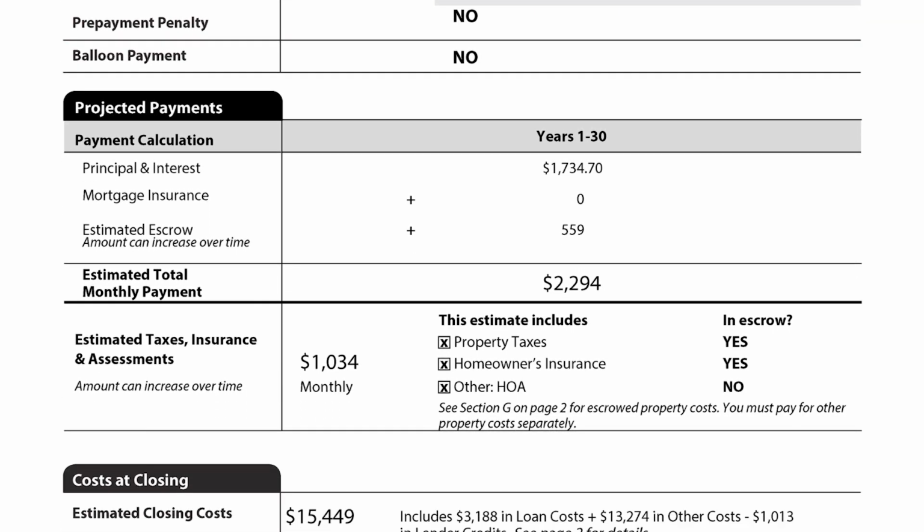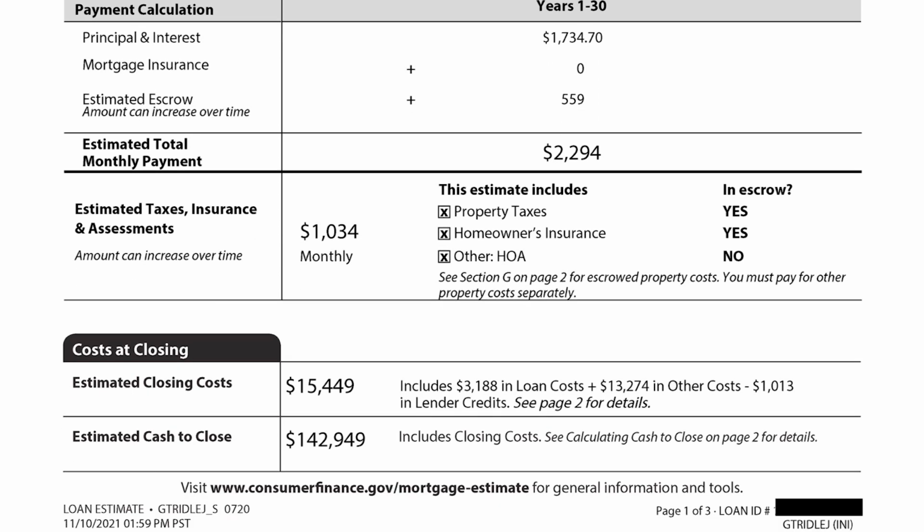In this section, you'll see the monthly mortgage payment along with taxes, insurance, and assessment costs. Remember, there are costs or fees that the borrower is required to pay upon closing. At the bottom of the page, there's a section called Cost at Closing. This is the borrower's initial look at what they may be expected to pay at the closing table. This will break down closing cost estimates along with cash to close estimates.